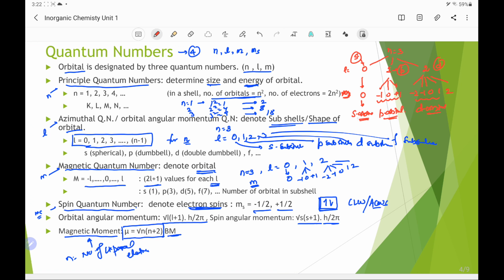The shape of the S orbital will be spherical. The P orbital will be dumbbell, and the D orbital will have a double dumbbell shape, which we'll further explain in the coming topics.